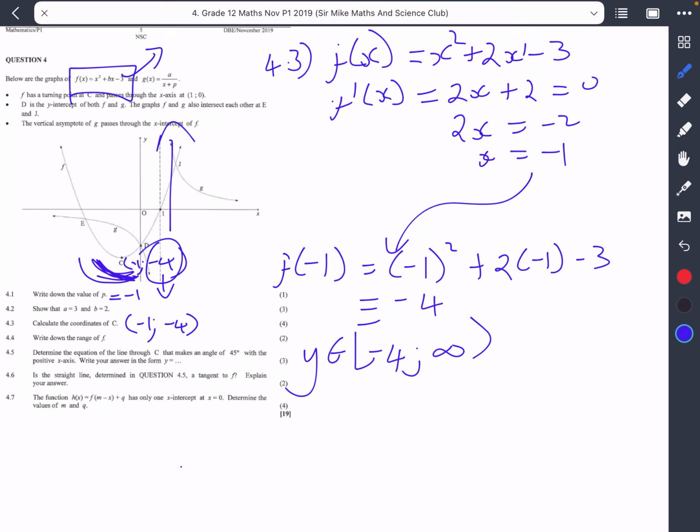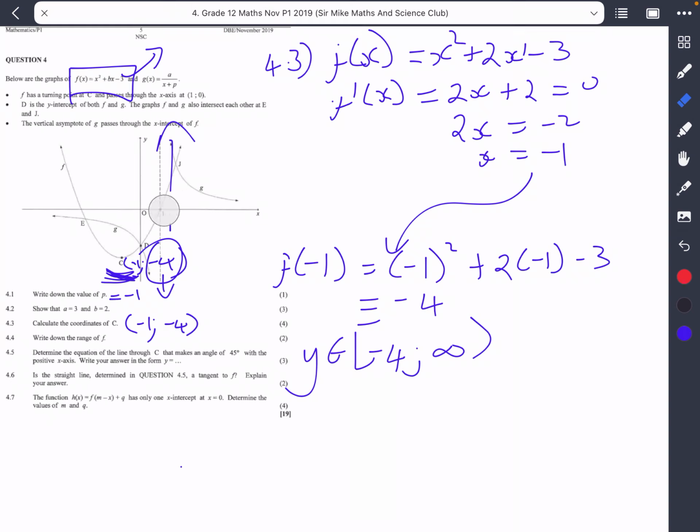So for 4.5, they say to determine the equation of the line through C that makes an angle of 45 degrees with the positive x-axis, right? Your answer in the form y equals something. So what you would do for that, remember, they say that we have a line that is passing through point C that makes an angle of 45 degrees with the positive x-axis. So this would be after this portion that we have here.